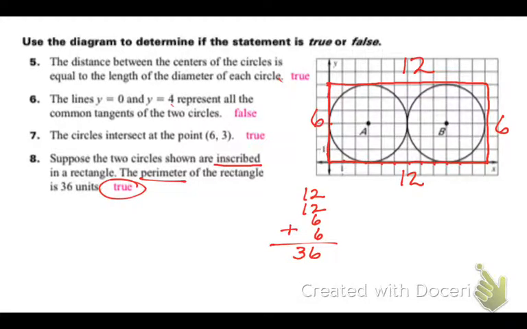Okay, don't multiply 6 by 12. That's the area, and that's not what the question asked for. So make sure you know the difference between perimeter and area.